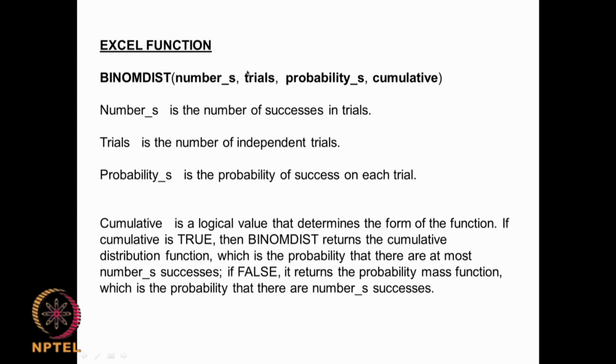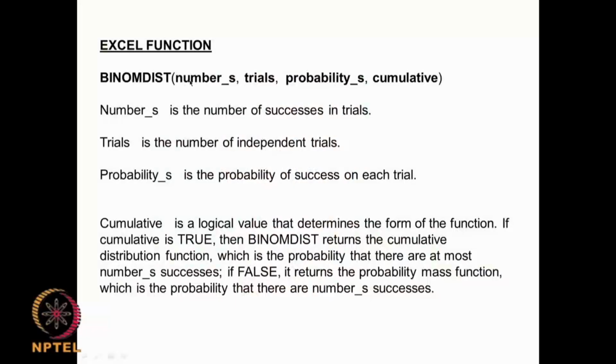So trials is n in the equation, number_s is the successes k, probability is your small p, and here we put true or false. If you put false, it gives you the exact answer. For example, in the previous problem where we looked at 4 times I toss the coin, I want to know 2 successes with heads.